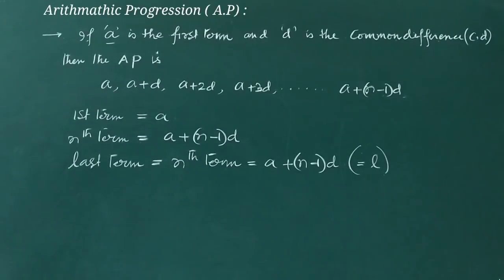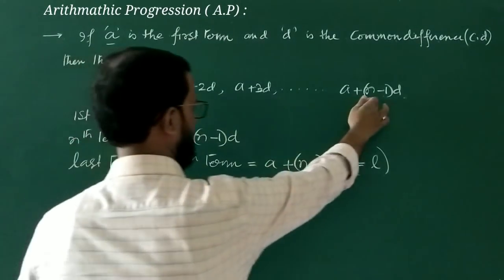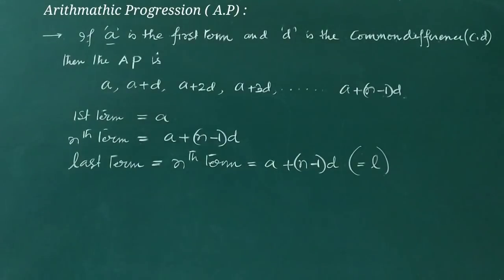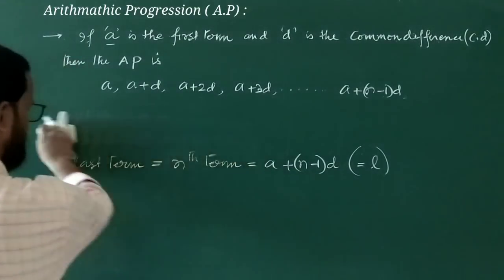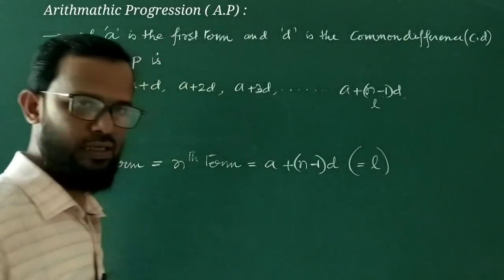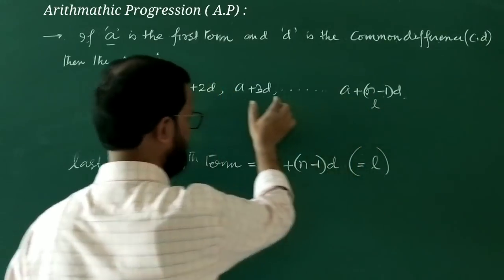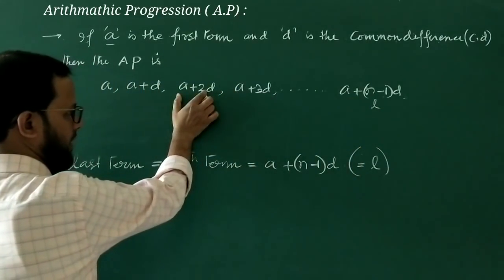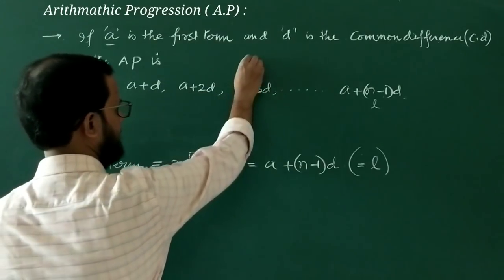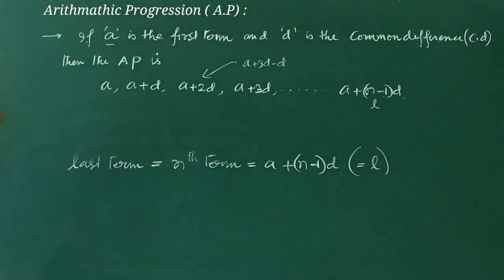Now we are going to discuss how to find the sum of n terms, from 1 to n terms, of an arithmetic progression. That's very important. Here you see an interesting result. Suppose your last term is denoted by l. What will be its previous term? The previous term of a plus 3d is a plus 2d, right? That means if you subtract d from a plus 3d, you get a plus 2d.